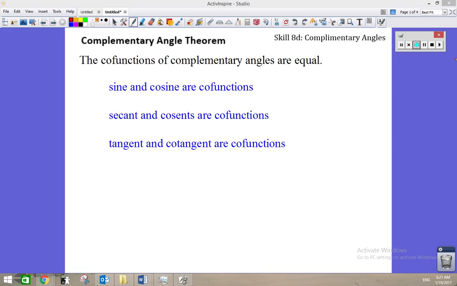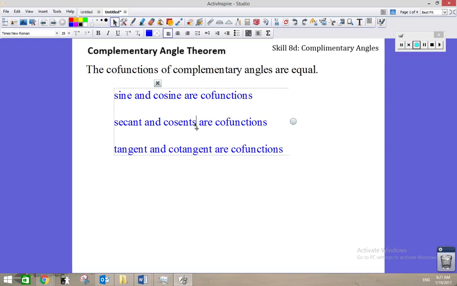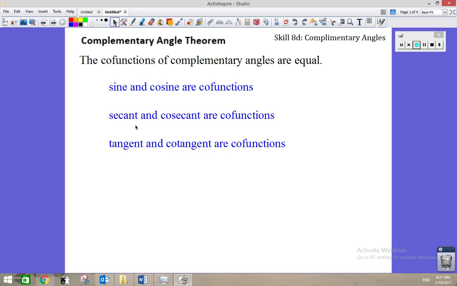Let's take a look at skill 8D where we're looking at complementary angles. We have a complementary angle theorem that says that the cofunctions of complementary angles are equal to each other. If you have sine and cosine, they are cofunctions, and I should say cosecant, shouldn't it? All right, sine and cosine are cofunctions, secant and cosecant are cofunctions, tangent and cotangent are cofunctions.